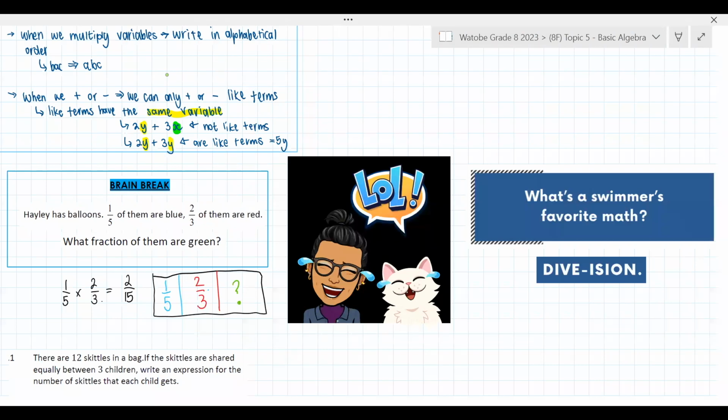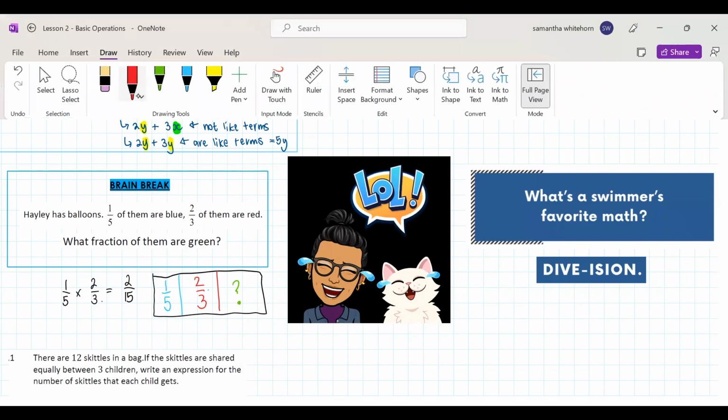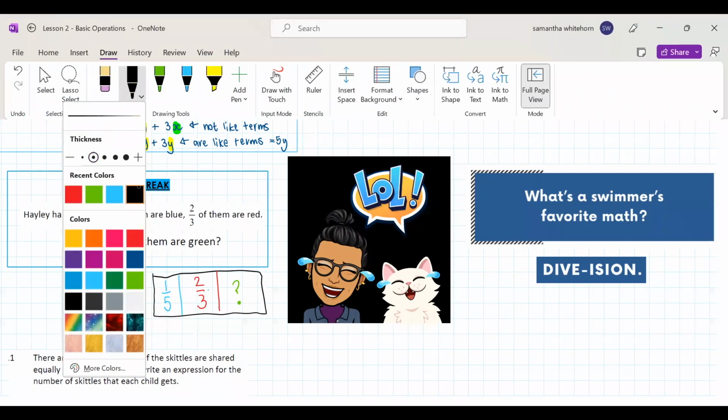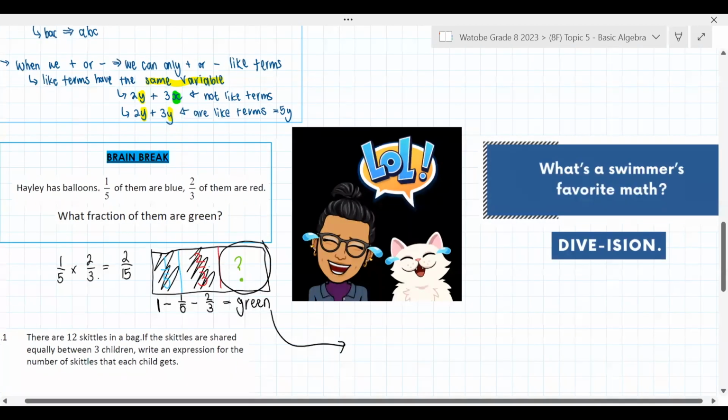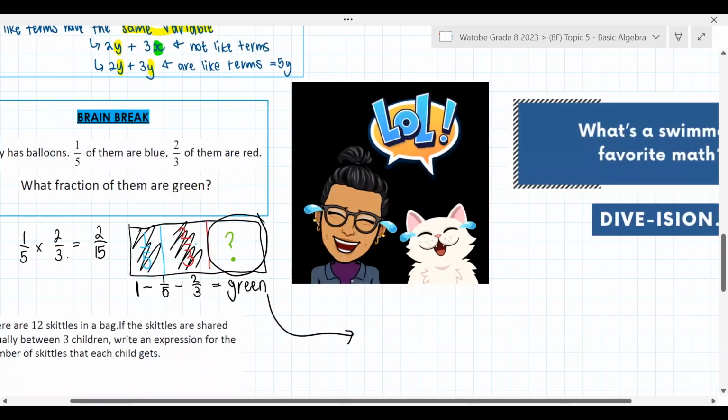Now, I would have said, okay, if I think of this in terms of percentages or parts of a whole, I know that 1 represents all of the balloons that I have. So I would have said 1 minus a fifth minus 2/3 in order to get how many green balloons I have. Because if I take away the blue and if I take away the red, all I'm left with is the green. That therefore means that I have got to find an LCD.